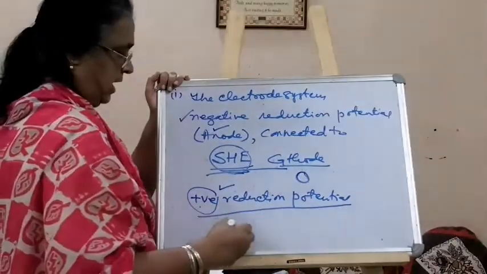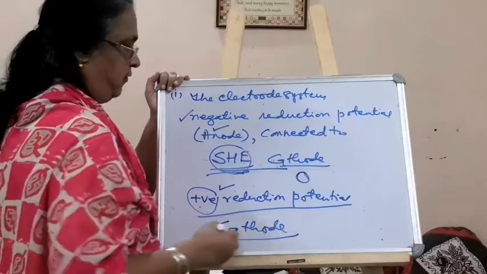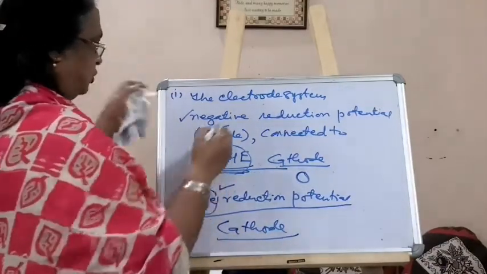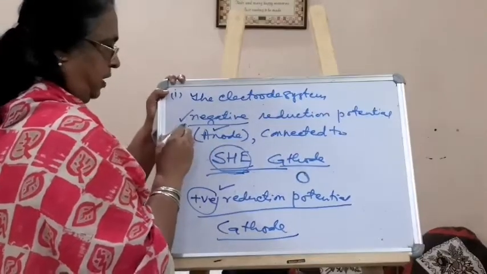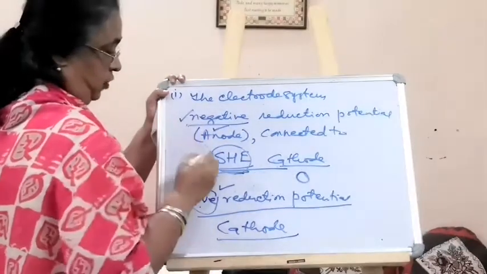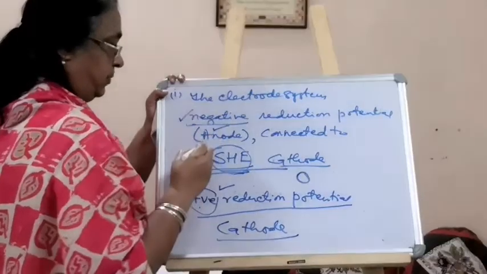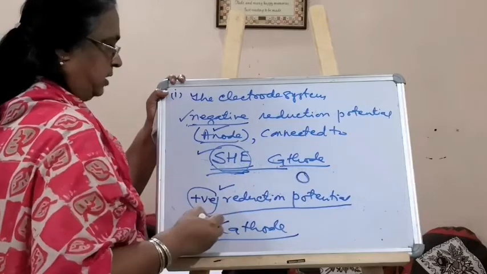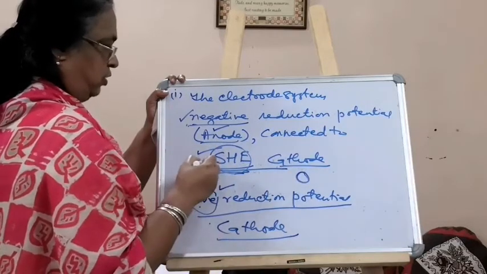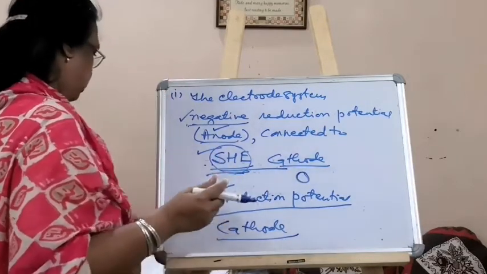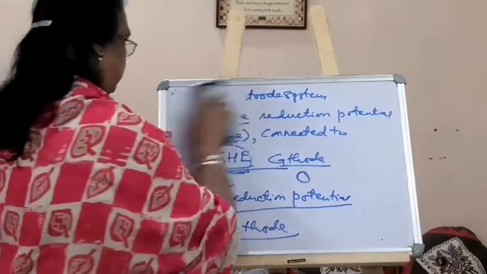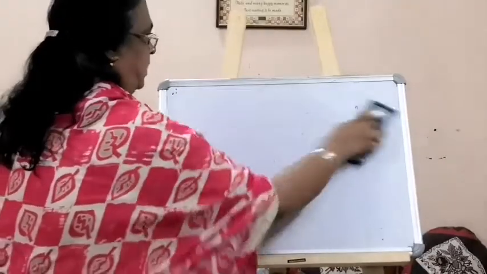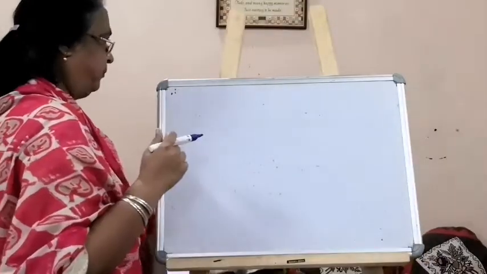So in that case, that electrode system will be acting as a cathode. So remember that. Through negative reduction potential, you can decide if you compare with SHE: negative reduction potential connected to SHE will be anode, positive reduction potential connected to SHE will be cathode. So this is the point that you need to know, and then further you see here.